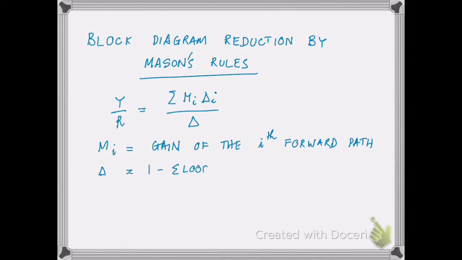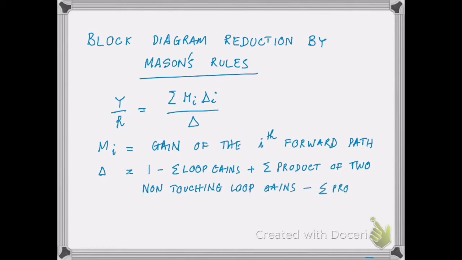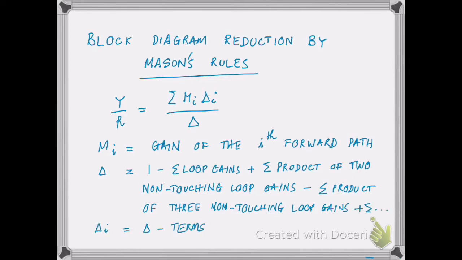Delta is 1 minus the sum of loop gains, plus the sum of products of two non-touching loops, minus the sum of products of three non-touching loops, and so on and so forth, so 4 non-touching loops and 5 non-touching loops, everything. Delta i is delta minus terms associated with loops that touch forward path Mi.